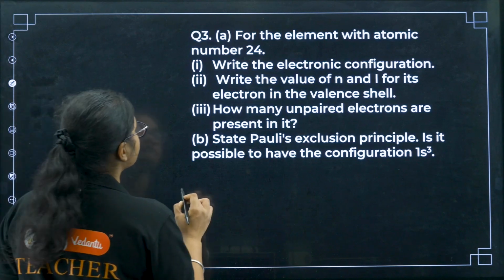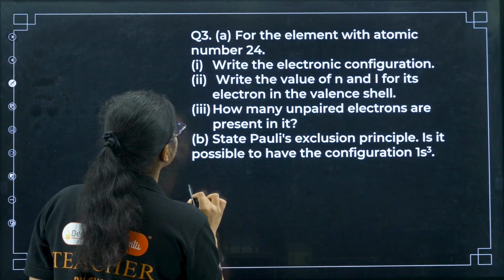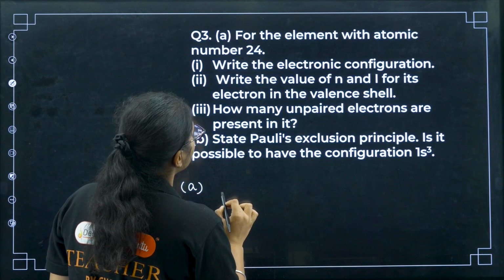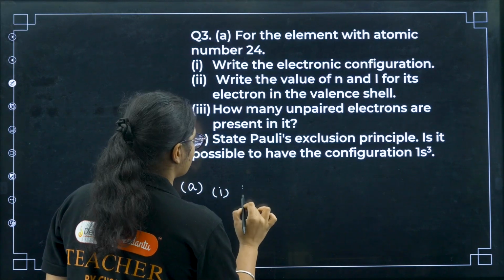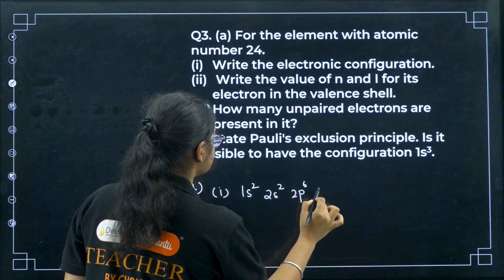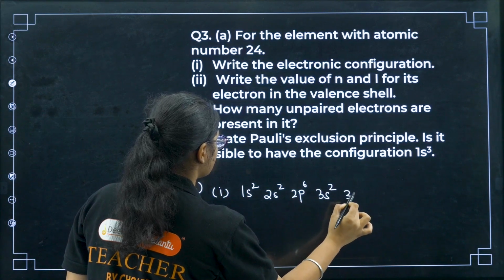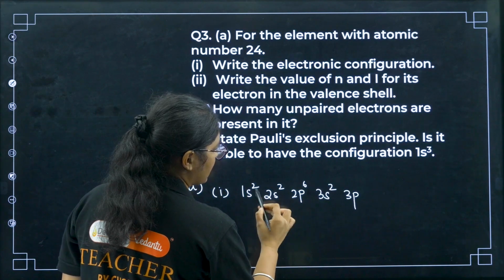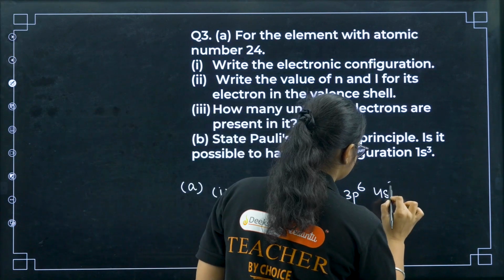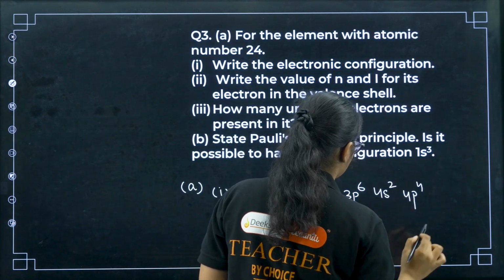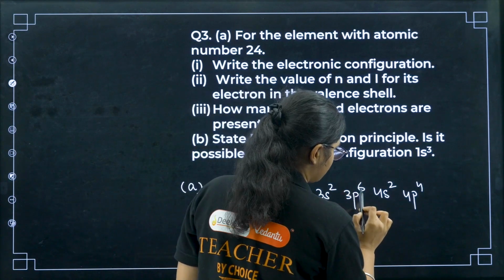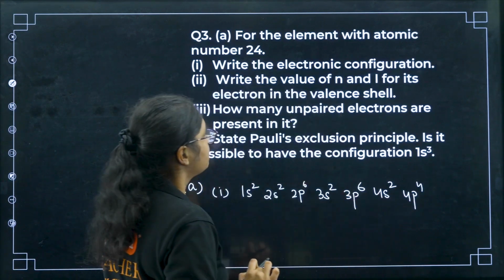Okay, so if I have this one, first I will write the configuration, that is 24, 1s2, 2s2, 2p6, 3s2, 3p6, 4s2, I think 4p4. I think this is done. 6, 7, 8, 9, 10, 11, 12 plus 6, 18, 19, 20, 24.